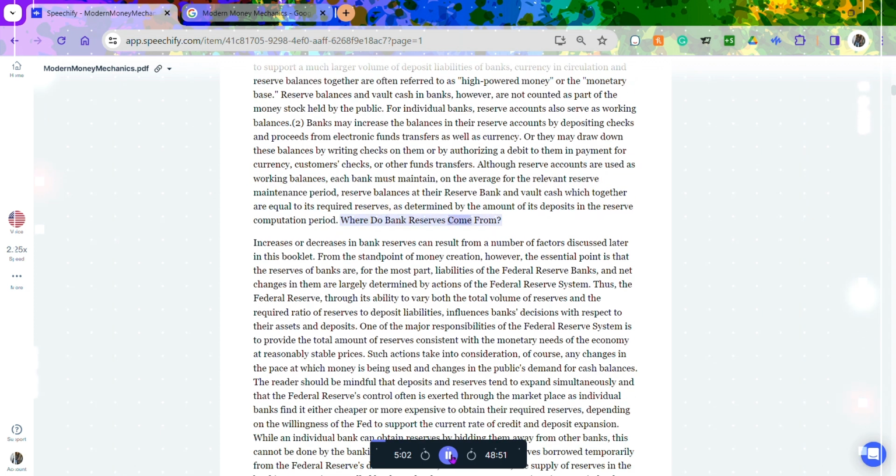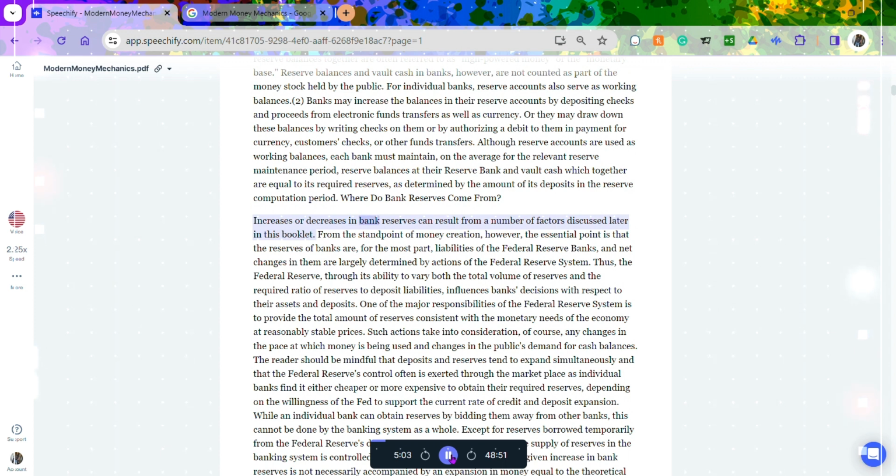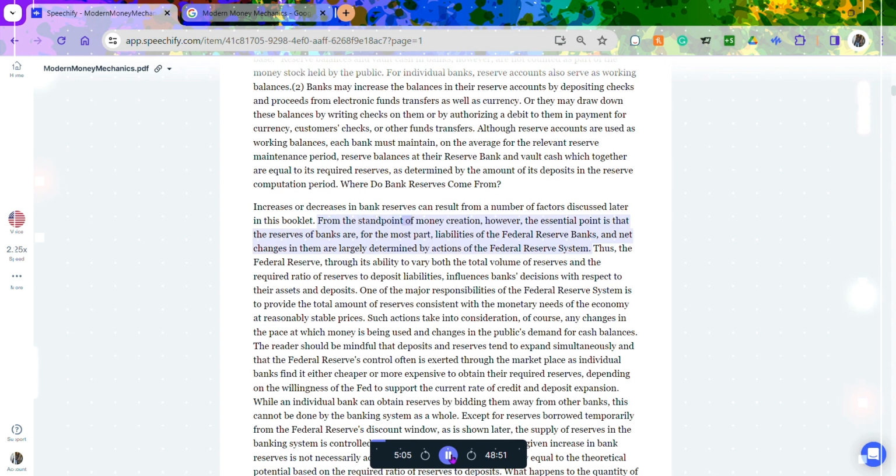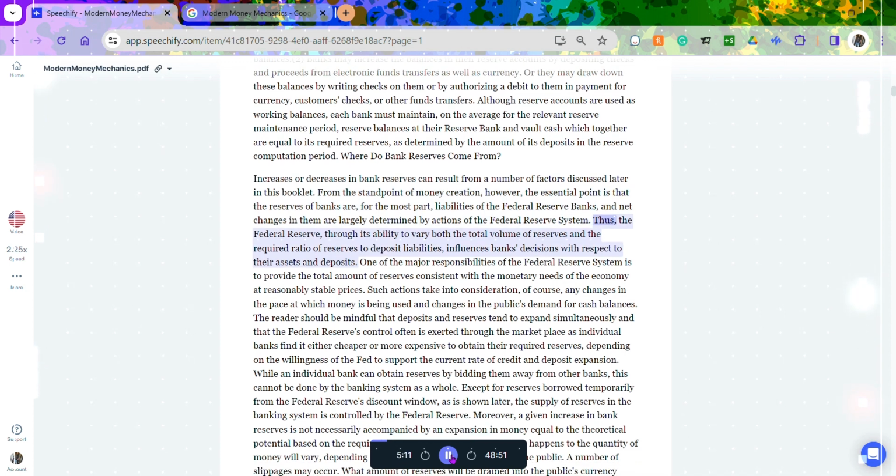Where do bank reserves come from? Increases or decreases in bank reserves can result from a number of factors discussed later in this booklet. From the standpoint of money creation, however, the essential point is that the reserves of banks are, for the most part, liabilities of the Federal Reserve banks, and net changes in them are largely determined by actions of the Federal Reserve System. Thus, the Federal Reserve, through its ability to vary both the total volume of reserves and the required ratio of reserves to deposit liabilities, influences banks' decisions with respect to their assets and deposits.